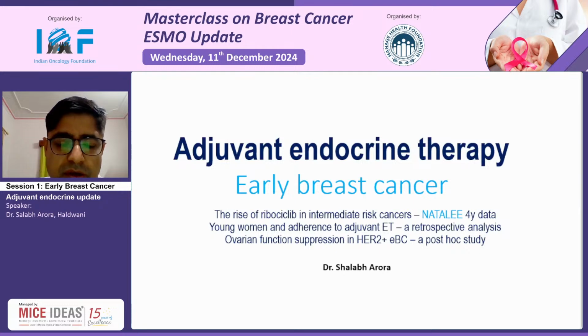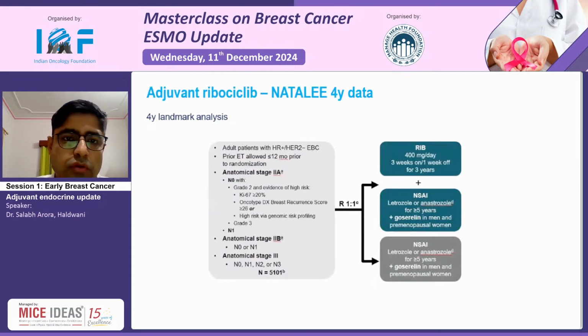4-year data has now been reported. And then we'll be looking at how adherence to endocrine therapy in young women actually impacts the outcome, a retrospective analysis. And lastly, we'll be looking at ovarian function suppression in HER2 positive early breast cancer, which is again a post-hoc study. So the NATALEE trial, as we already know, in the adjuvant space in intermediate or high risk breast cancer, there was still a good rate of relapse, and this was a point where there was a long felt need where we could improve the outcomes by upgrading the adjuvant therapy.